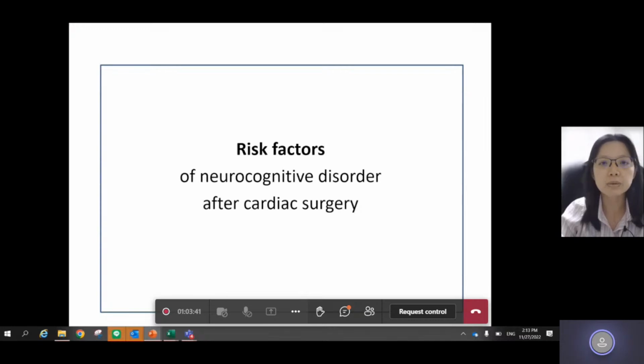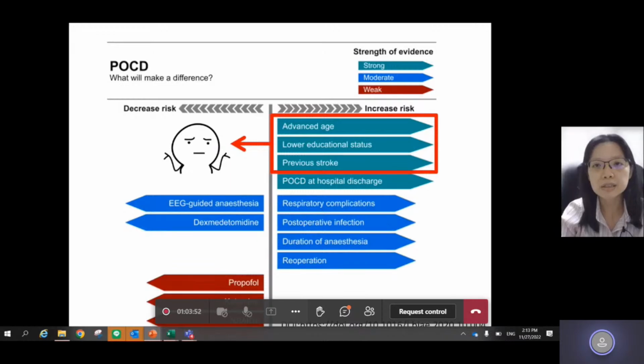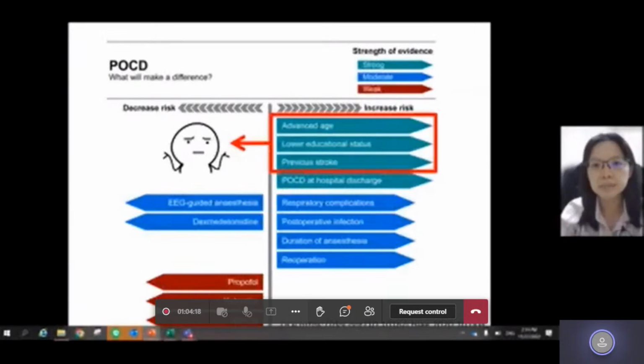In clinical practice, we need to know exactly the risk factors of neurocognitive disorder after cardiac surgery so we can do some prevention. However, there's only strong evidence for POCD incidence. Increased POCD incidence is associated with old age, lower educational status, and previous stroke or POCD at hospital discharge. These factors are not changeable when the patient comes to us for pre-anesthetic visits. We cannot change their age, and we cannot ask them to read more books. And if they already have stroke, it's heaven.